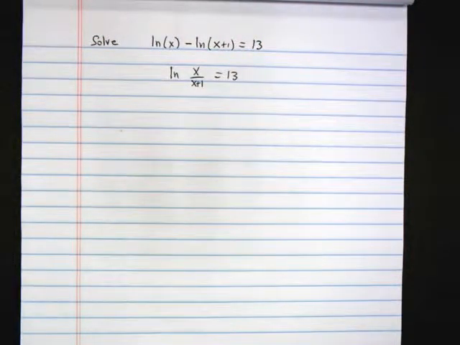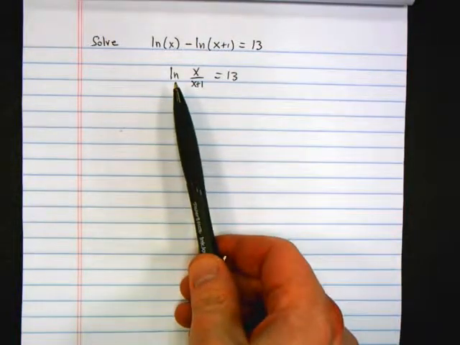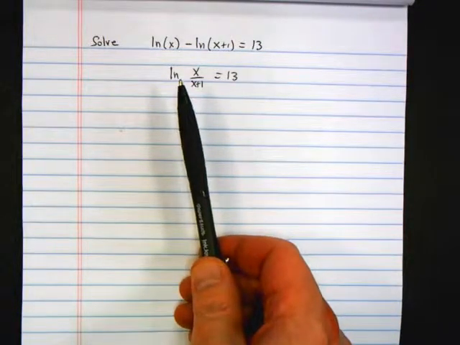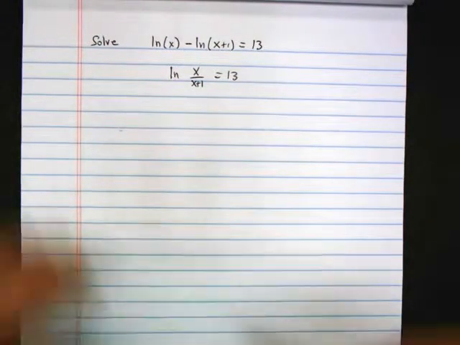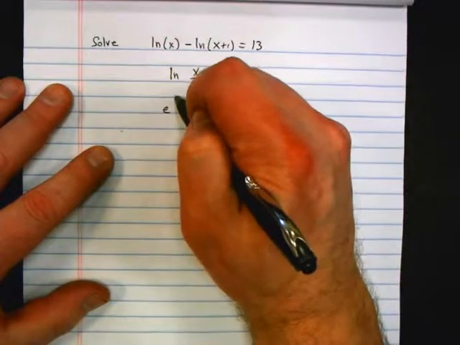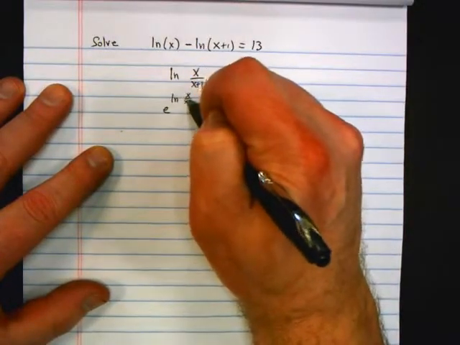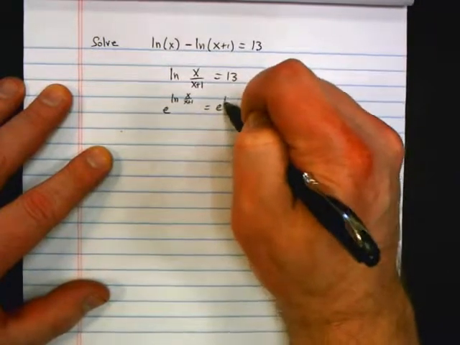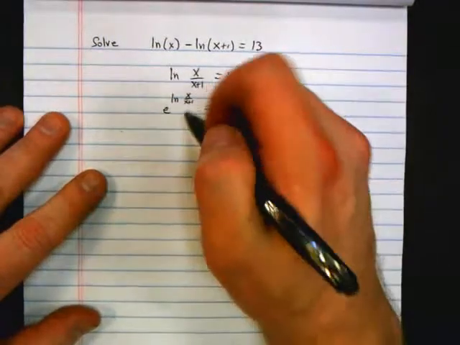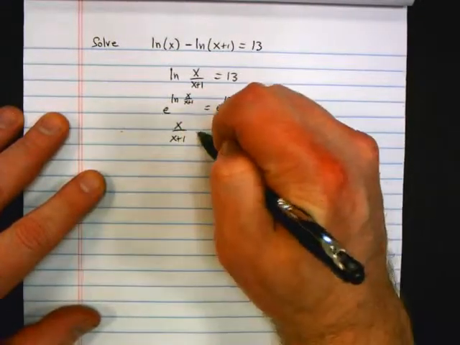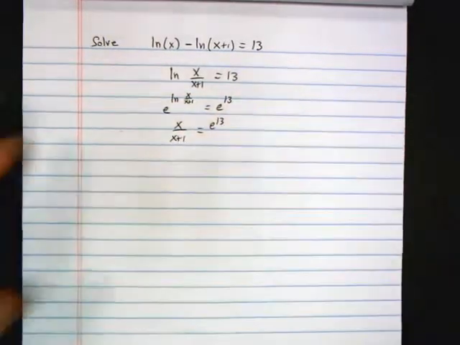And now I can get rid of that ln. How do you get rid of an ln? Well, it's not times by e. It's really, this becomes your base. So you're really going to have e raised to the ln x over x plus 1 equals e to the 13. And then what happens on the left-hand side? Why do we use e? What do e and ln do? They're inverses. x over x plus 1 equals e to the 13.